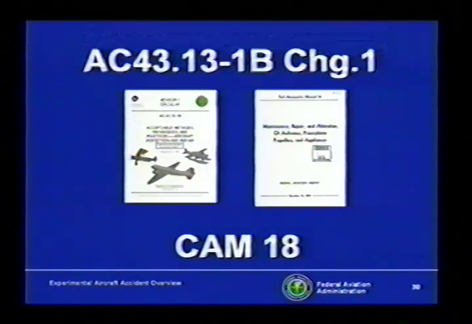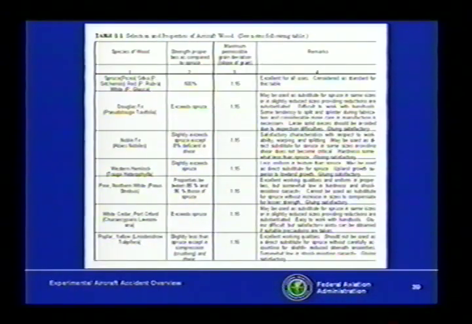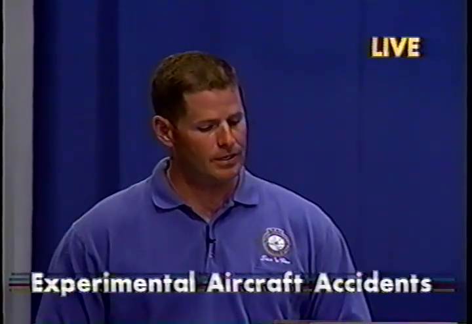So AC 43.13-1B and CAM 18 are some great places for general workmanship type things. This is an example that I really wish the builder of that previous aircraft would have seen. This is a table that talks about selection of properties of aircraft wood. It shows you the different species of wood and its strength when compared to aircraft spruce. And so maybe if that gentleman would have known about this or seen this, he may have chosen not to use some of the materials that he used.